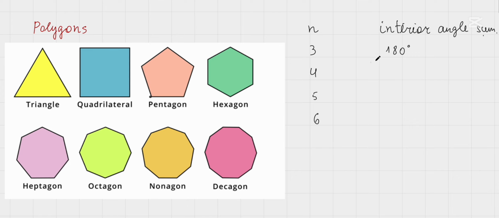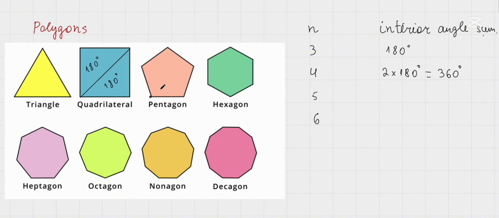Now, let's see what is interior angle sum for quadrilateral, pentagon, and hexagon. If we have 4 sides, basically quadrilateral, we can divide quadrilateral into 2 triangles by using its diagonal, like this. So, if it has 2 triangles, each of them 180 degrees, we can easily consider that we have 2 times 180 degrees, which makes 360 degrees.